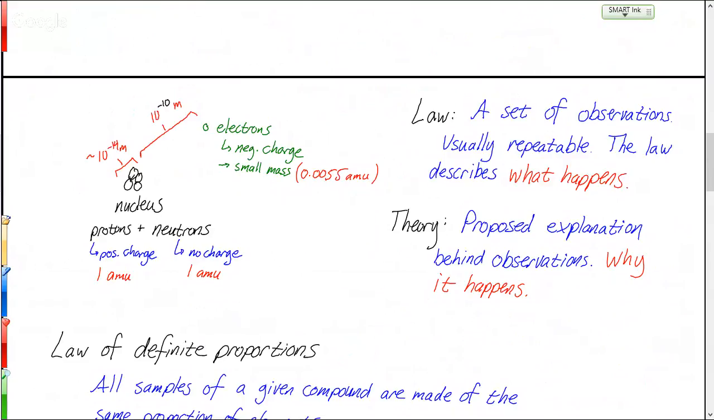So the consequence of that is, what is most matter made of? Like, what is the volume of most matter taken up by? Empty space. Empty space, yeah. So most of everything is just empty space between the nucleus and the electrons.